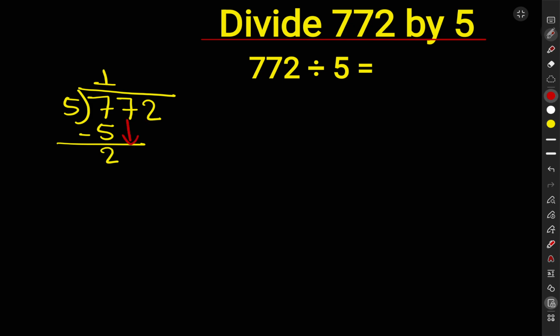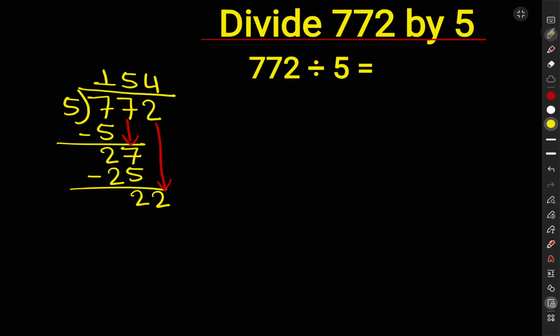So now we put down the 7 and it is 27. 5 times 5 is 25. On subtracting we get 2. So again we put down this 2 and it is 22.